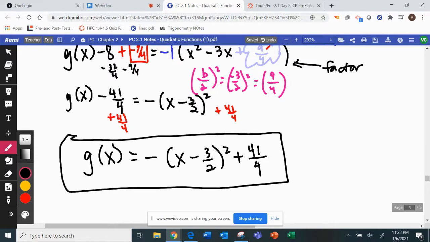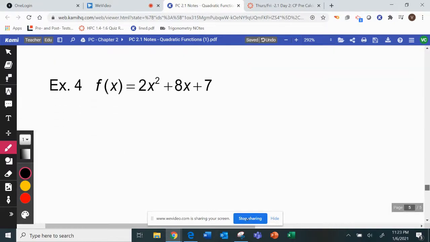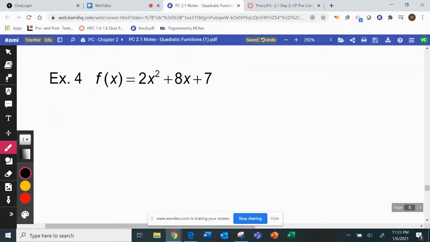Anytime it's in vertex form, you can find the x-intercepts by plugging in 0 for g of x and solving for x using square roots. There's one more. So we'll work this one out.